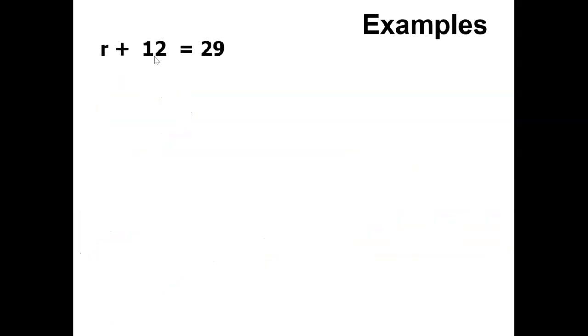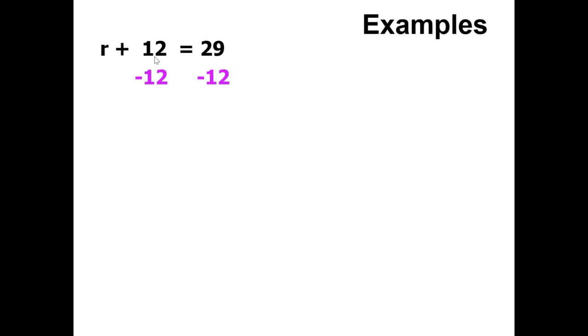Let's look at the example. R plus 12 equals 29 is our first example on how to solve linear equation. I want R to be alone, isolated. So in order to make R alone isolated, I must remove positive 12. How can I do that? By doing the opposite of positive 12, which is negative 12. If I do negative 12 on one side, to keep my solution same, I must do that on the other side as well, according to the addition property rule.